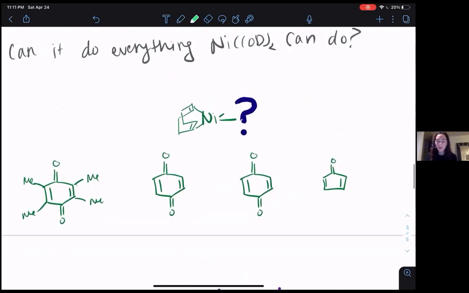If you think like a chemist, you would say, well, nickel cod DQ has these methyl groups here. Maybe we can change those methyl groups to something else and see how that affects the properties of the precatalyst that comes out. So you could imagine you could put some other groups here. You could imagine that you could just put groups here, for example. Or you could imagine you can change the backbone of the other ligand completely and use something like this, which is called a cyclopentadienone.